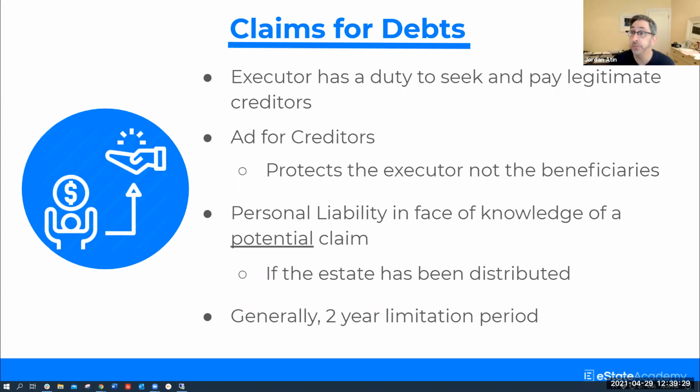One way is an advertisement for creditors. That's one of the reasons that's typically sought, to find out if there are creditors, because that's going to protect the executor if they distribute the estate down the road, because they will have advertised and sought out potential creditors, which they have a duty to do. And that affords protection to the executor. If they distribute and nobody has notified them in response to the advertisement for creditors, then they're going to be protected. Ian, do you want to talk about that at all?